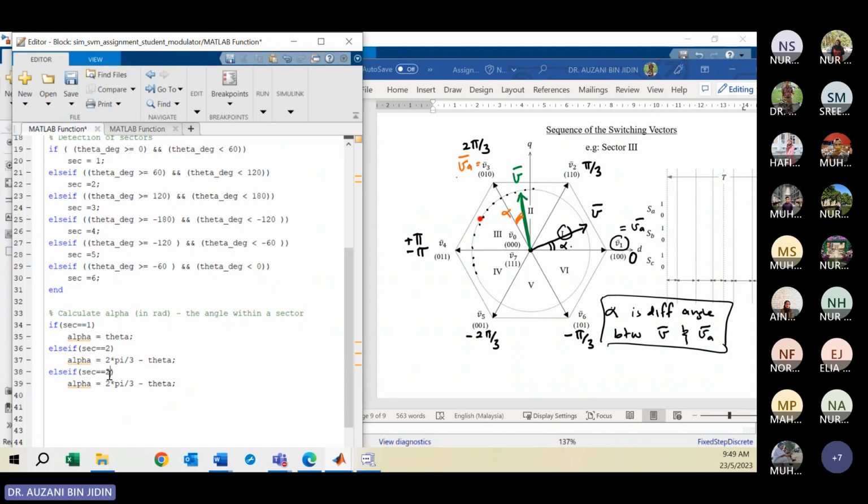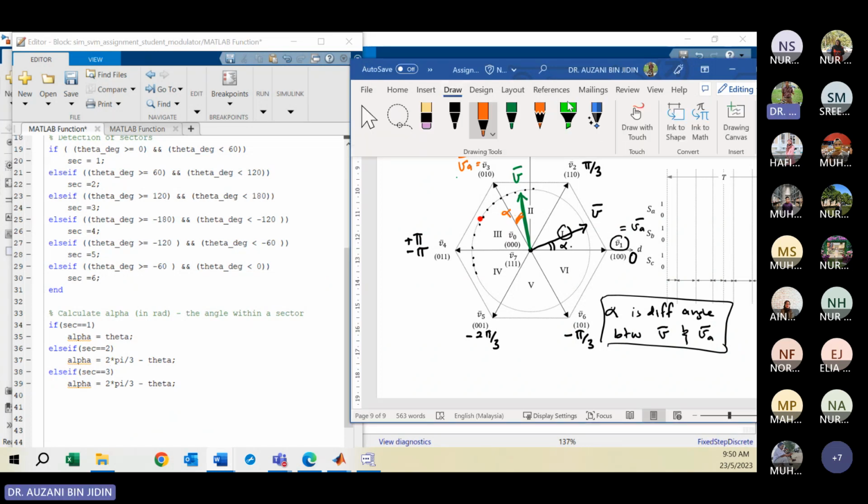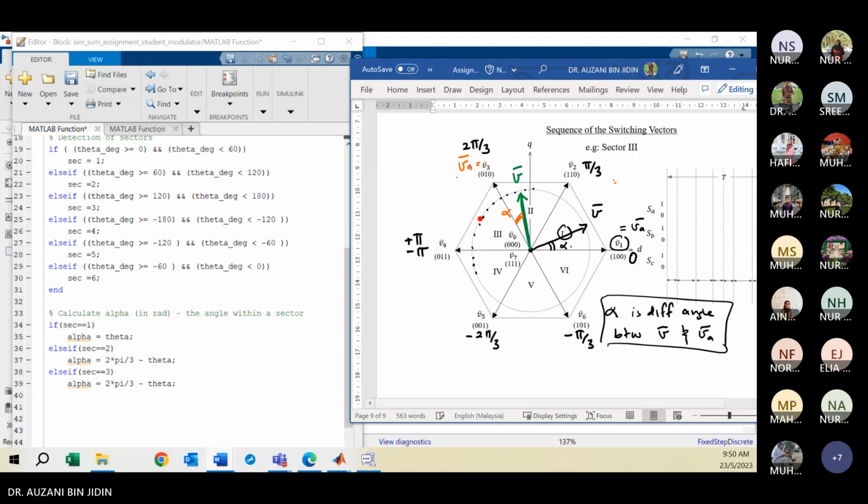Sector 3. How about sector 3? Here I use the orange color. So now your reference here is the space vector in sector 3. For sector number 3, your VA will be V3 or V4? V3, yes. So your alpha we can define as the difference angle between V and VA.